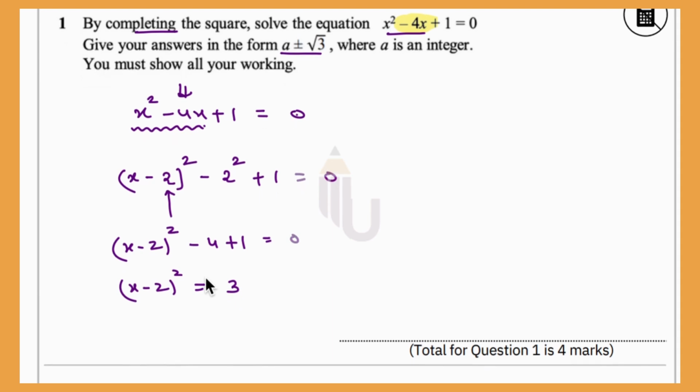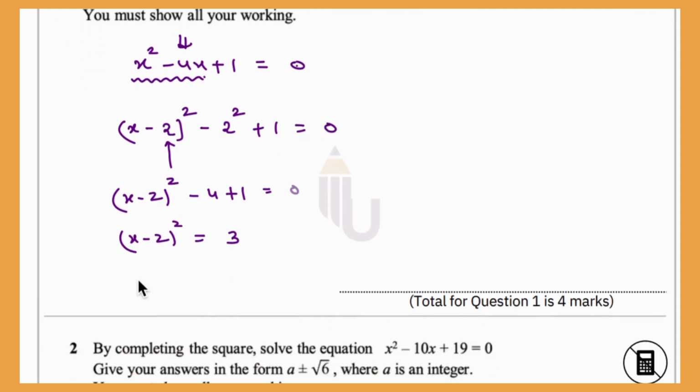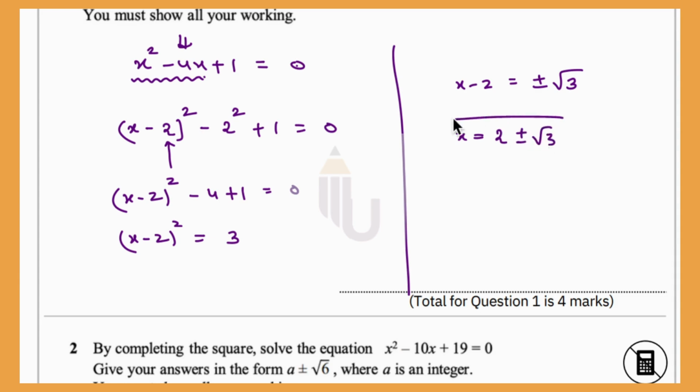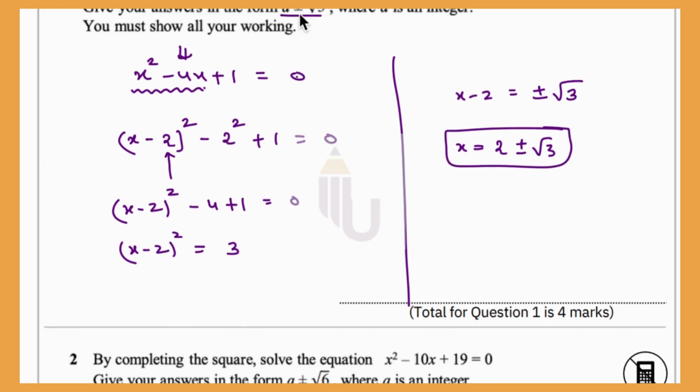Then we will take the square root. On taking the square root, I will get x minus 2 is equal to plus minus root 3. This is a very crucial step, where whenever we take a square root, we have to put plus and minus. And then finally, negative 2 sent to the other side, it will be x is equal to 2 plus minus root 3. So this is our answer. This is in the form a plus minus root 3, and this is how we have to solve the question.